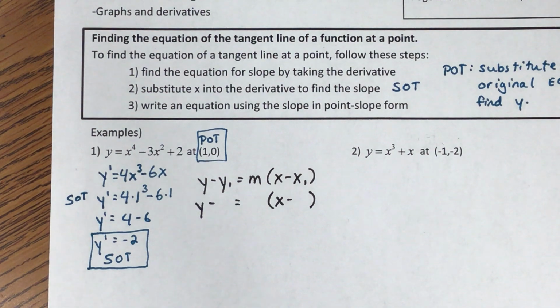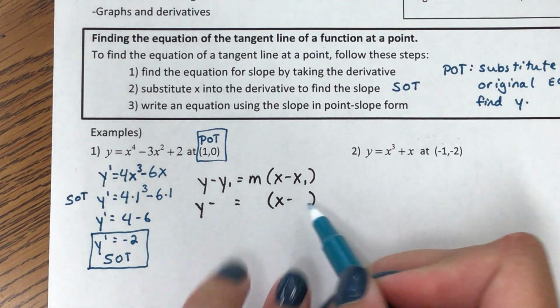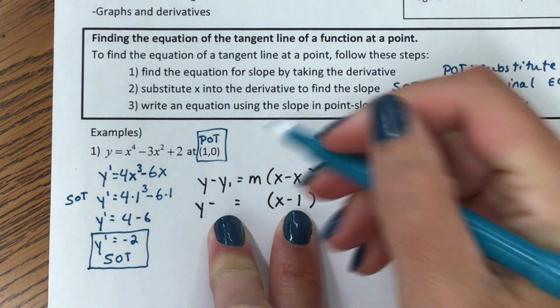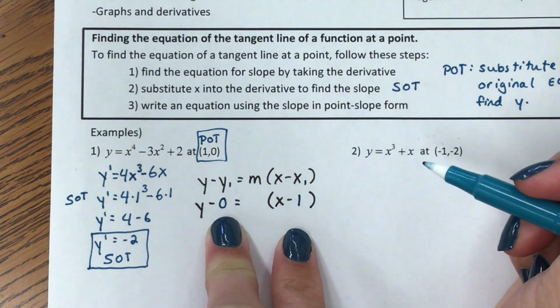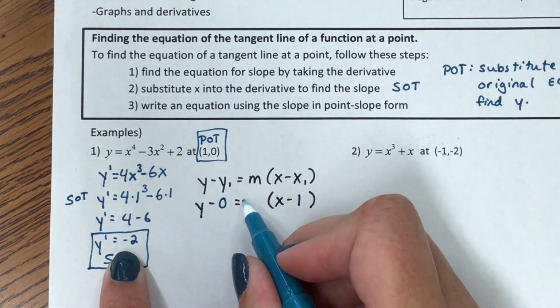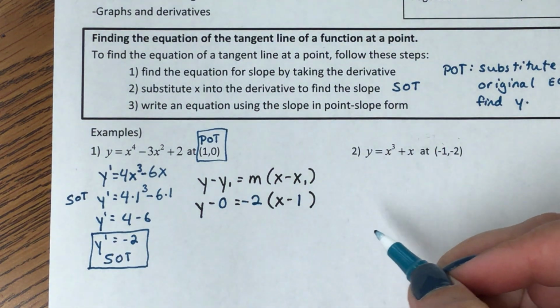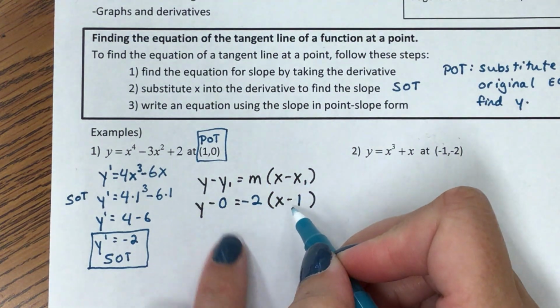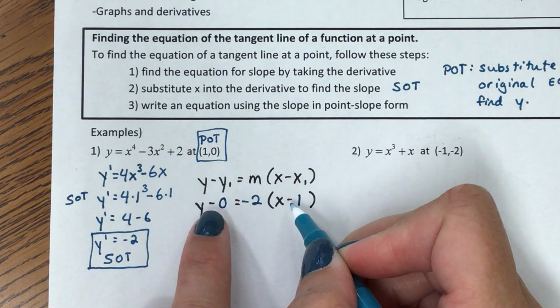Okay, and then we'll plug in some numbers. The x value and the y value go here and here. So the x value was a 1, it's here. Y value is 0, it goes here. And then m was our slope. Slope of tangent was negative 2. Boom, there it is.